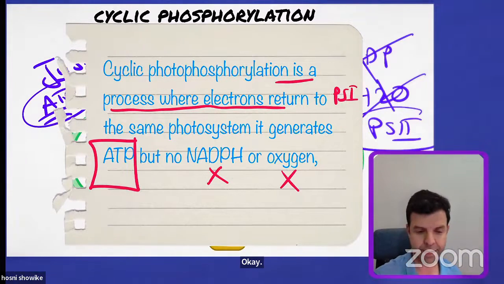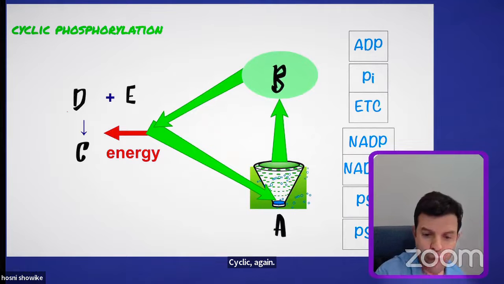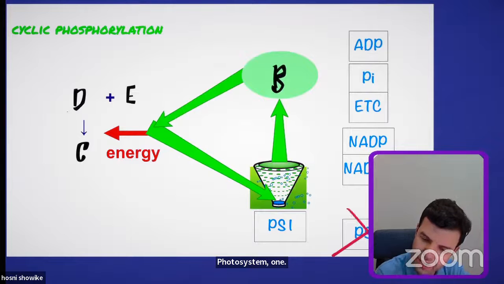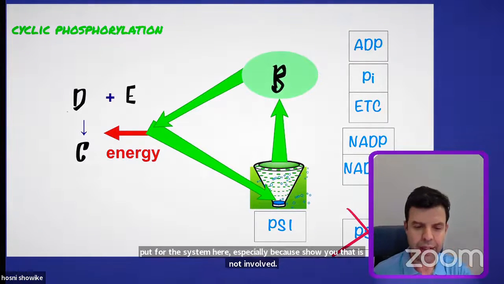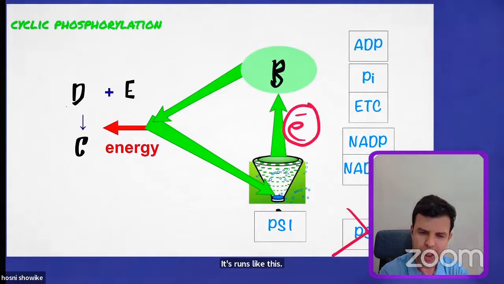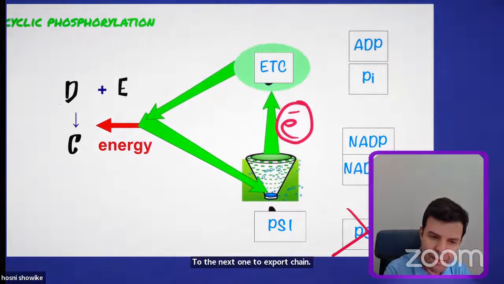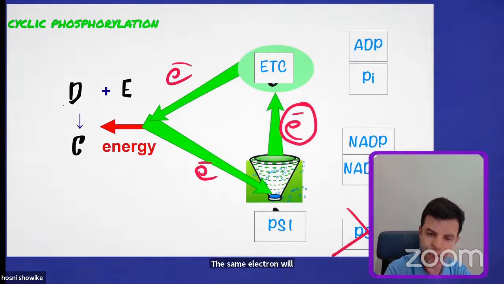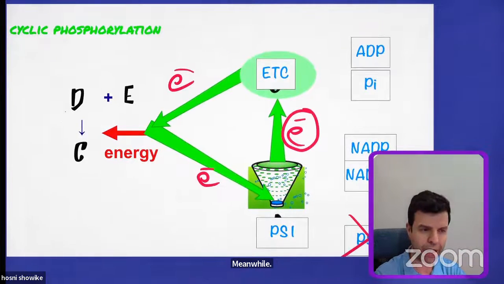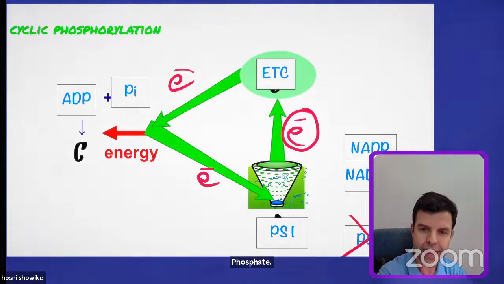So let me show you that cyclic again. It starts with photosystem 1. I put photosystem here especially to show you that it is not involved. It involves what? An electron. It runs like this. Where to? It goes to the electron transport chain. And then the same electron will be returned back to its beginning. Meanwhile, I am using energy to combine phosphate with ADP to make what? To make ATP.